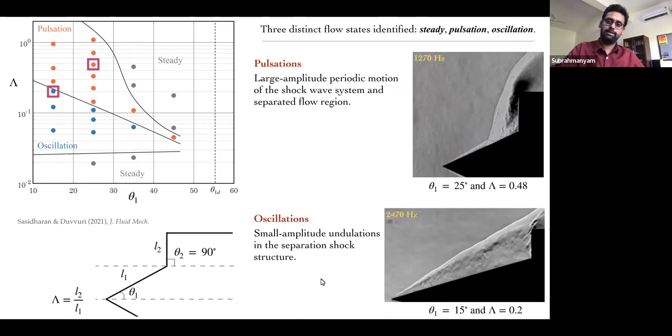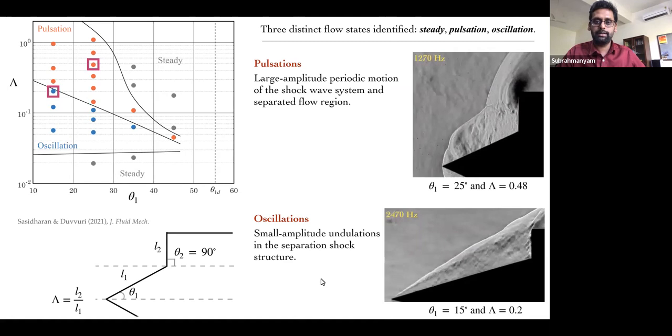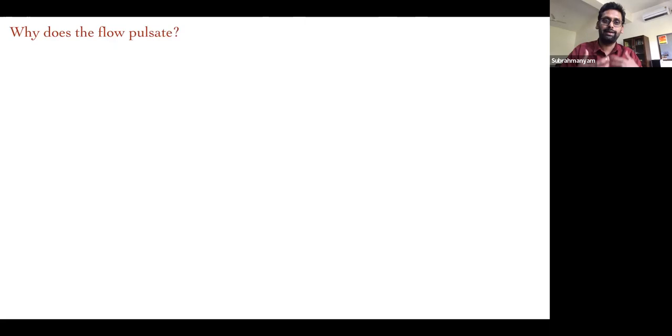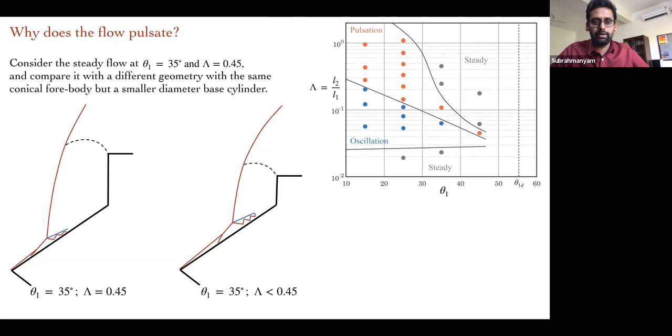All right, so now that we have classified the flow into three states, the most interesting question that we ask is, why does the flow pulsate at all? Right, so why does the flow pulsate? What causes or what triggers this very large scale unsteadiness? The way we answer that question is the following. So we do a little thought experiment.